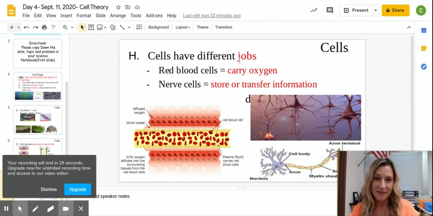Last but not least, cells have different jobs. So cells are going to be different shapes. Red blood cells carry oxygen, nerve cells transfer information.